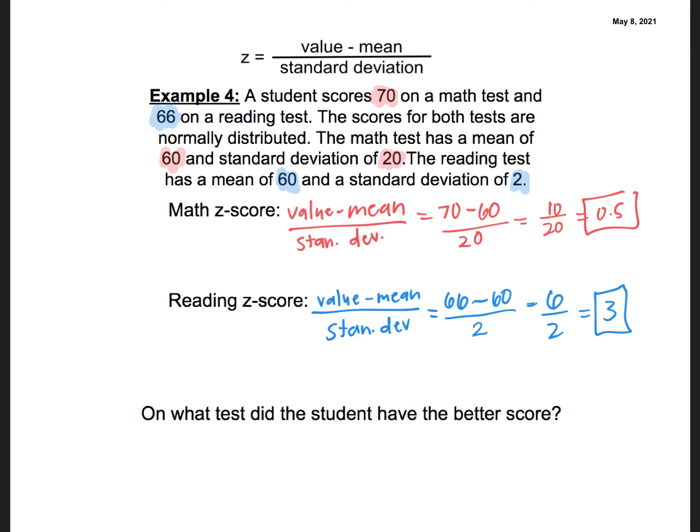So since that's a positive number and it's our bigger positive number, that means we scored better on the reading test. So this one's going to be reading, because it has a bigger z-score.